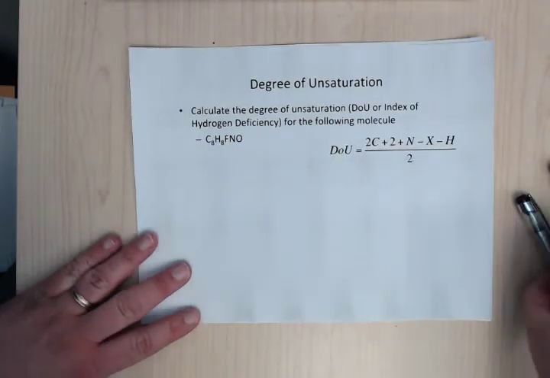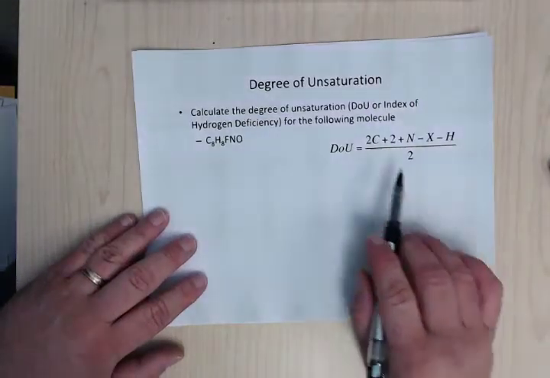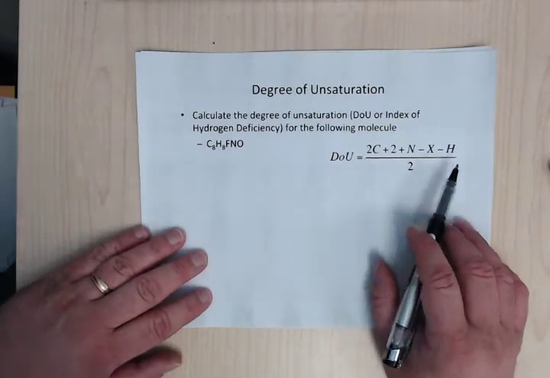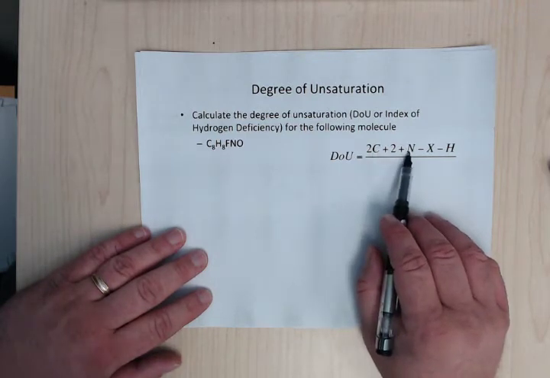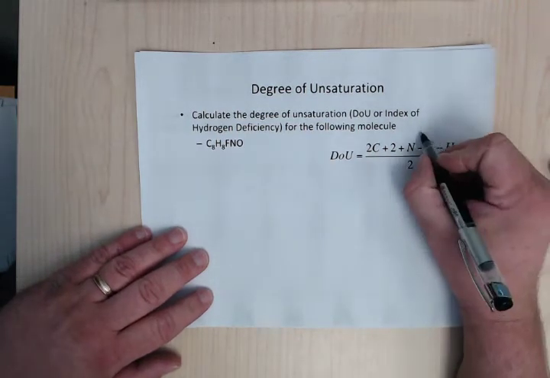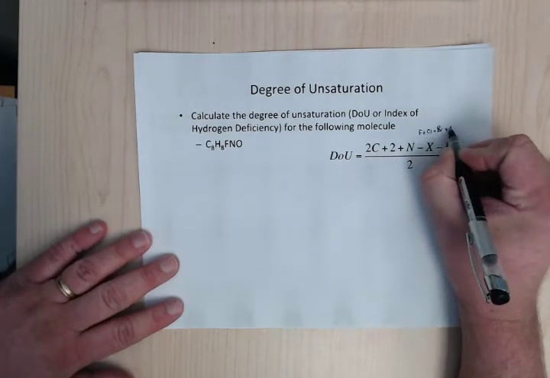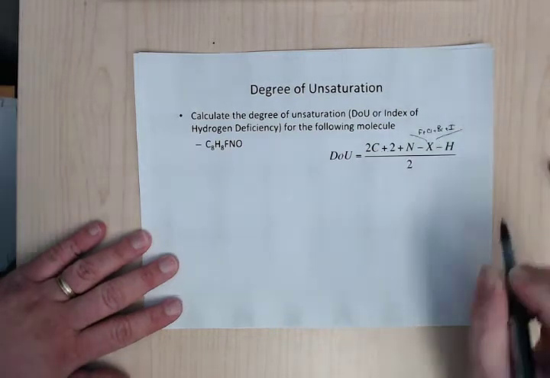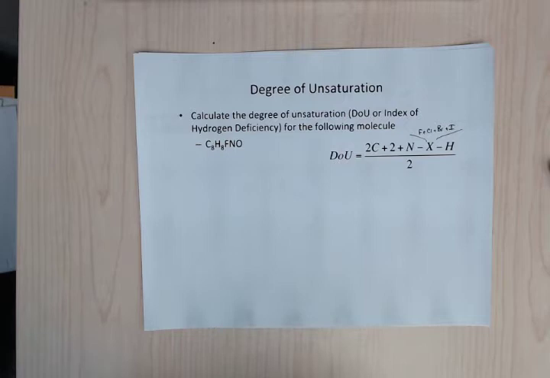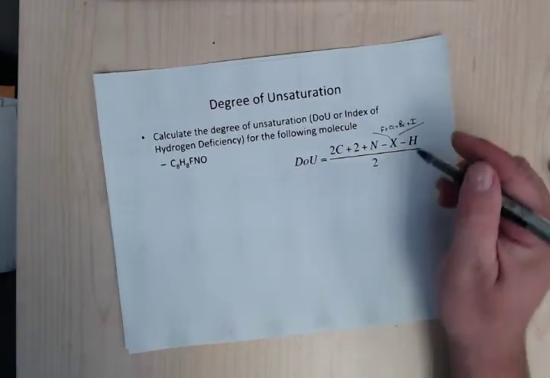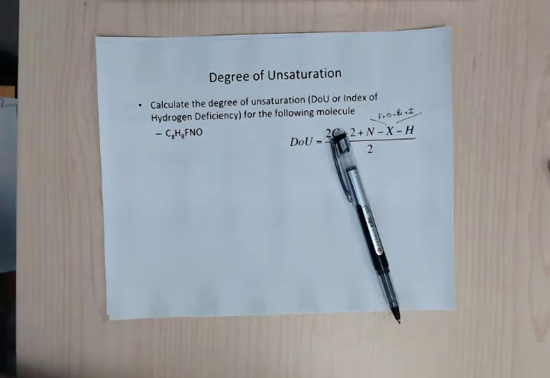For the degree of unsaturation, I'm going to give you this. I'm just going to give you that, right? So I'm not going to give you the formula, or the key. But remember, this is the number of carbons. This is the total number of nitrogens. This is the total number of halides. So it's fluorines plus chlorines plus bromines plus iodines, right? That's this. Okay, and then the total number of hydrogens.